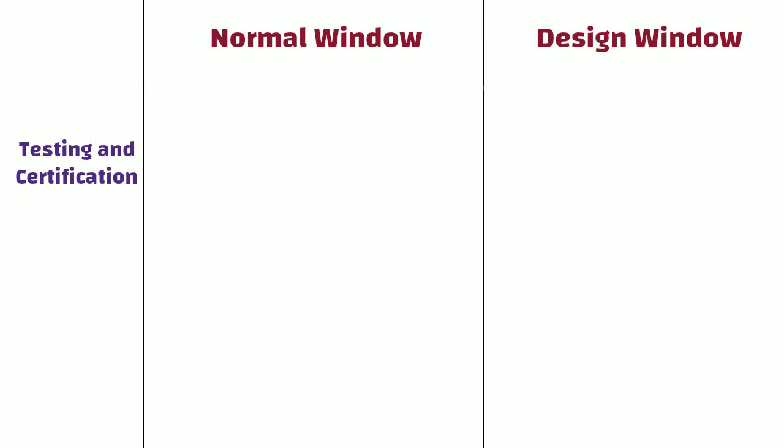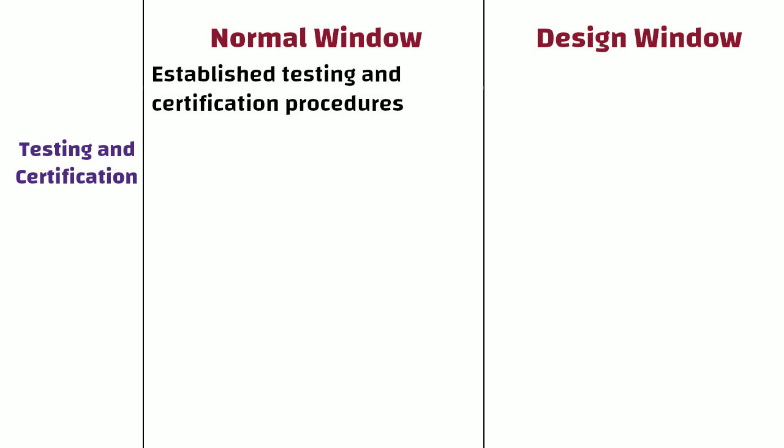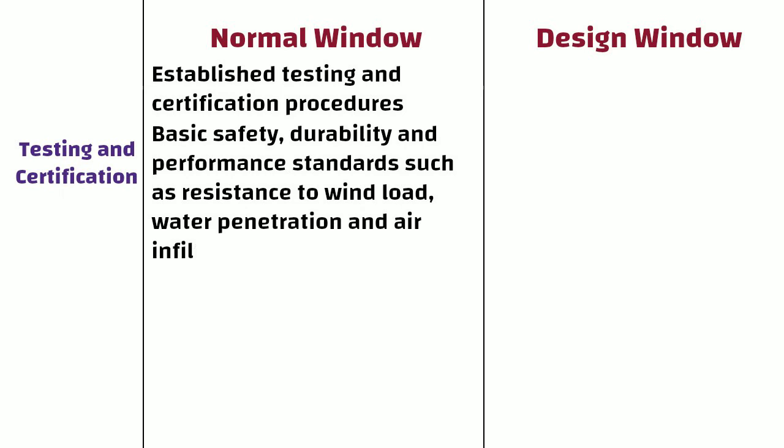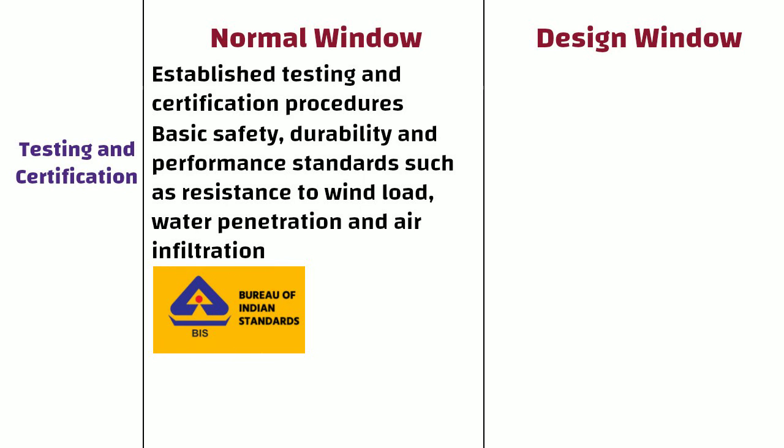Testing and certification. Normal windows follow established testing and certification procedures for basic performance requirements such as basic safety, durability, and performance standards such as resistance to wind load, water penetration, and air infiltration. Common certifications for normal windows might include certifications from organizations like BIS, that is Bureau of Indian Standards, or international standards like ISO, International Organization for Standardization.